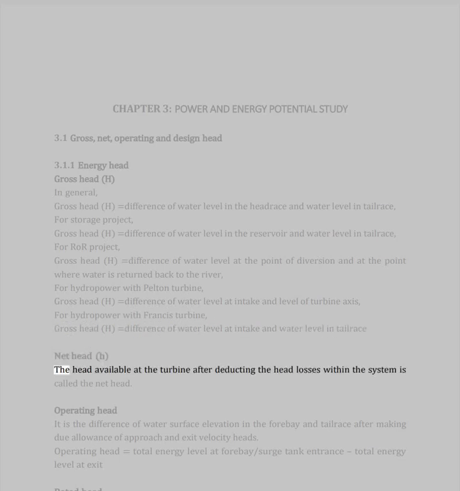Net head, H: the head available at the turbine after deducting the head losses within the system is called the net head. Operating head is the difference of water surface elevation in the forebay and tail race after making due allowance of approach and exit velocity heads. Operating head equals total energy level at forebay/surge tank entrance minus total energy level at exit.